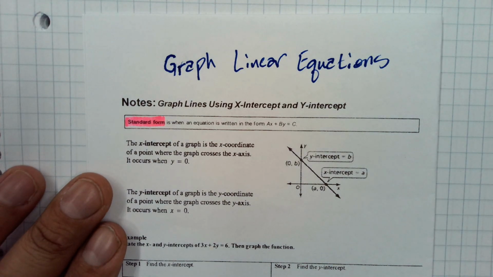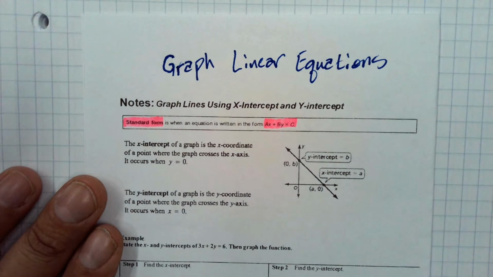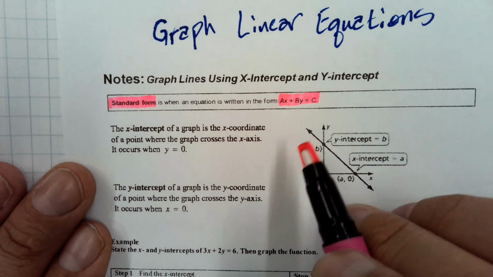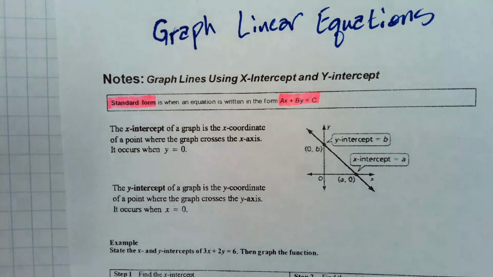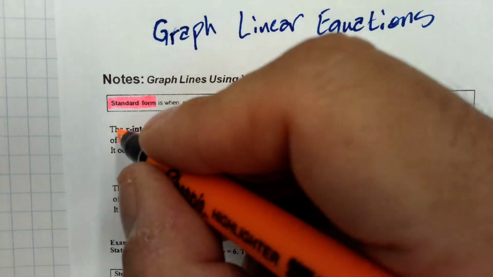And standard form is when the equation is written like this: AX plus BY equals C. I'm going to really zoom in so we can see it better. A times X plus B times Y equals C. I know it's a bunch of letters, but I want you to understand that the A, B, and C represent integers. So they could be positive or negative whole numbers, okay? And if you have an equation written this way, it's going to be super easy to find the X-intercepts and the Y-intercepts. So let's talk about the X-intercept first.